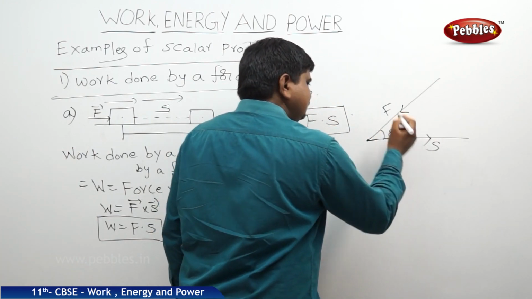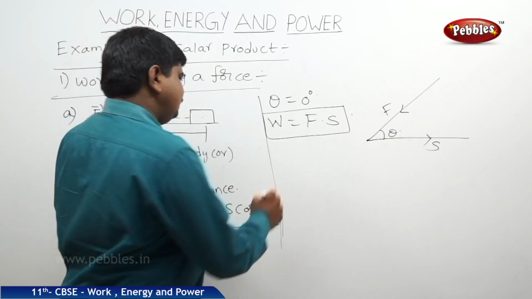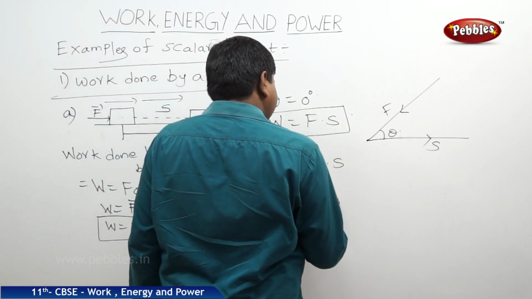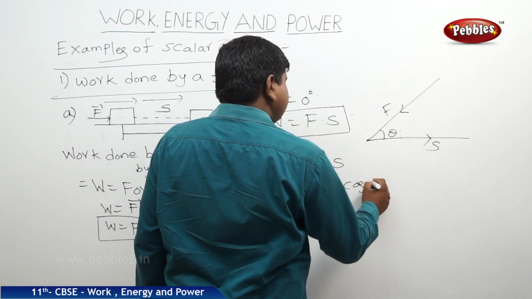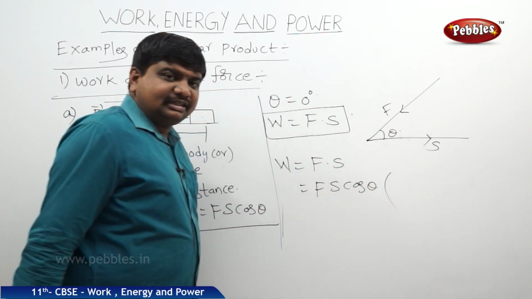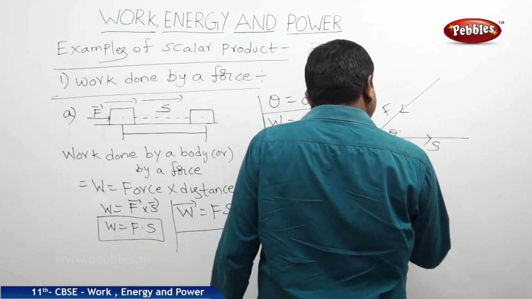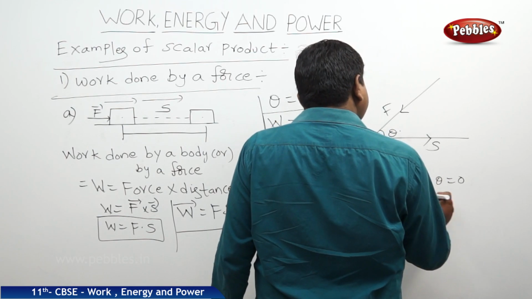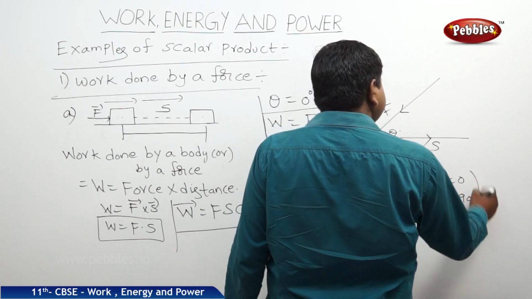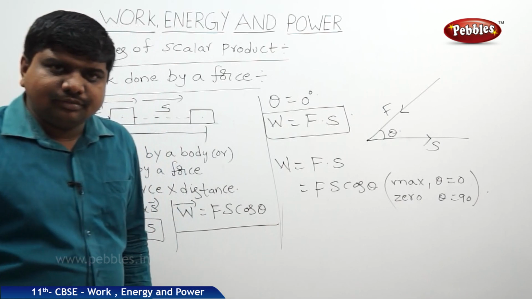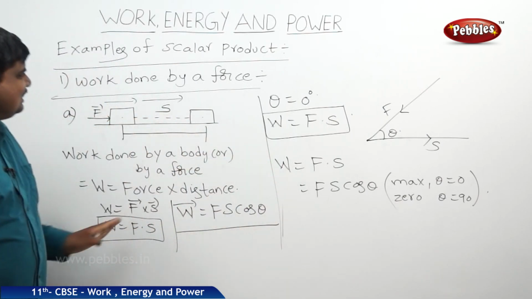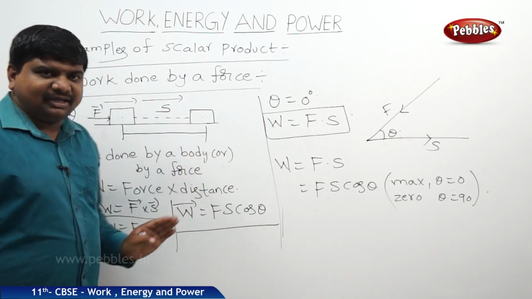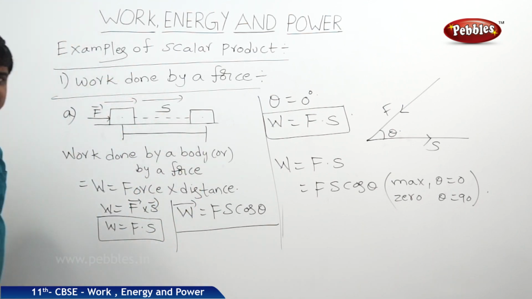Here also there is theta. So here also we can say W is equal to F dot S, nothing but Fs cos theta. It is maximum when theta is equal to 0, and 0 when theta is equal to 90. So these are the rules and these are the examples for the scalar product. The first example is work done by a force. In this we have finished the work also.